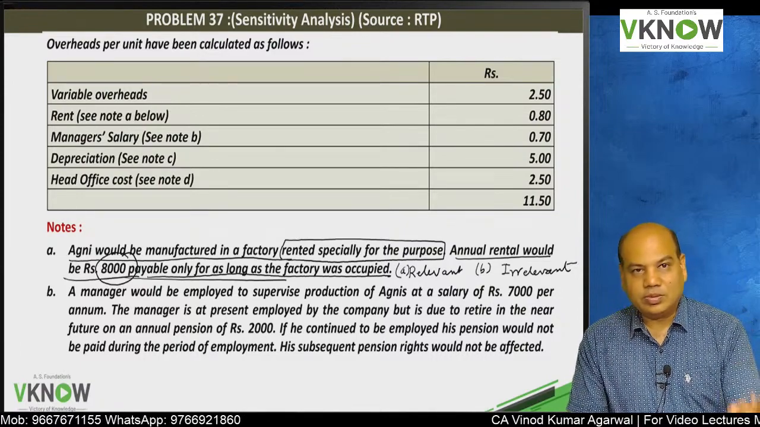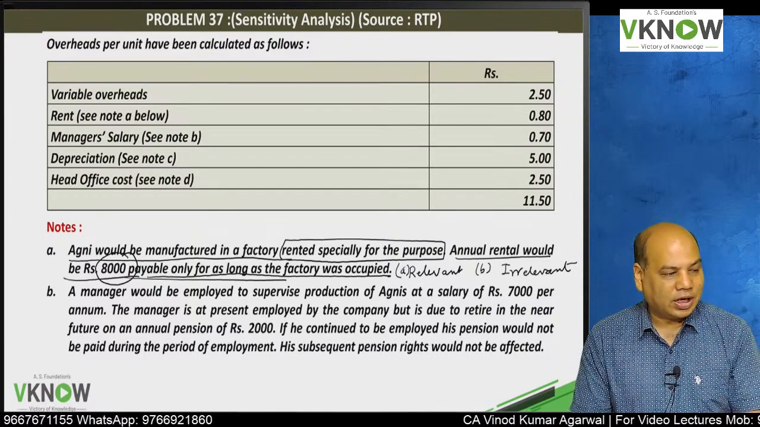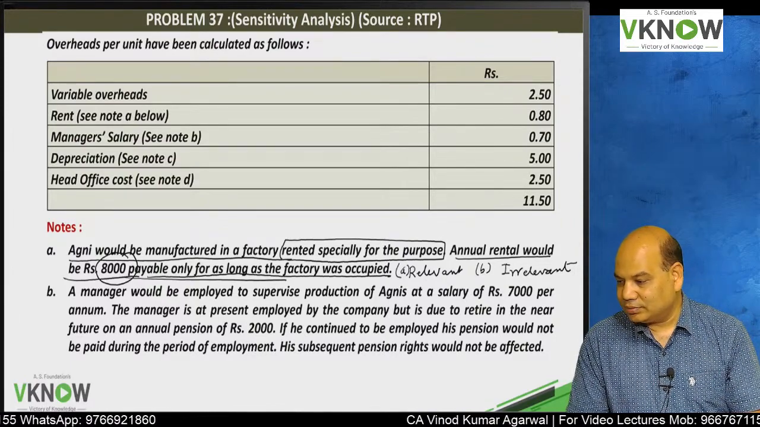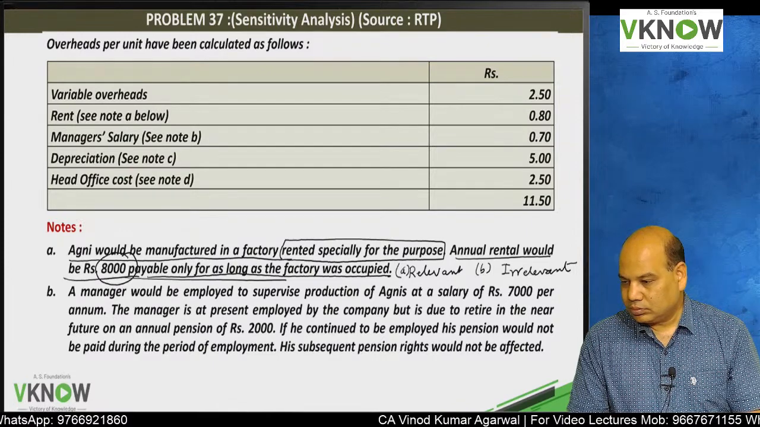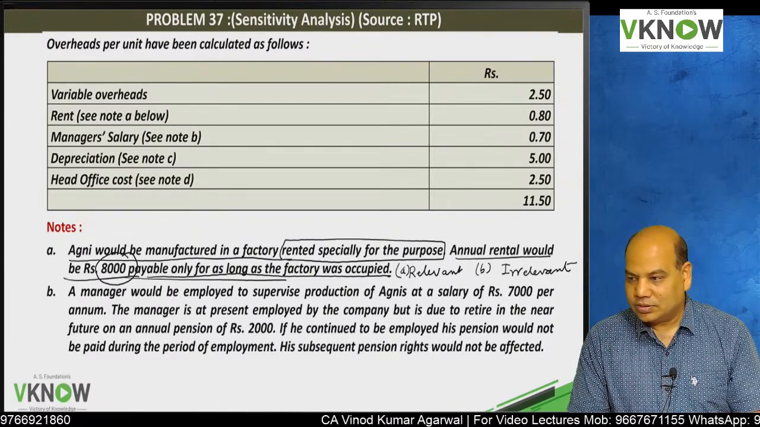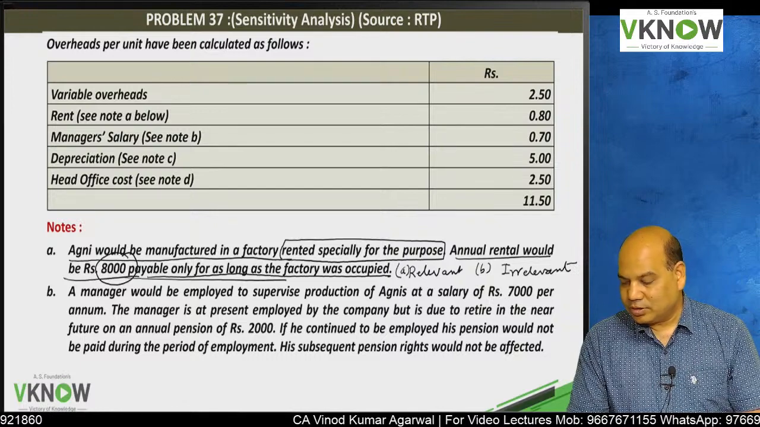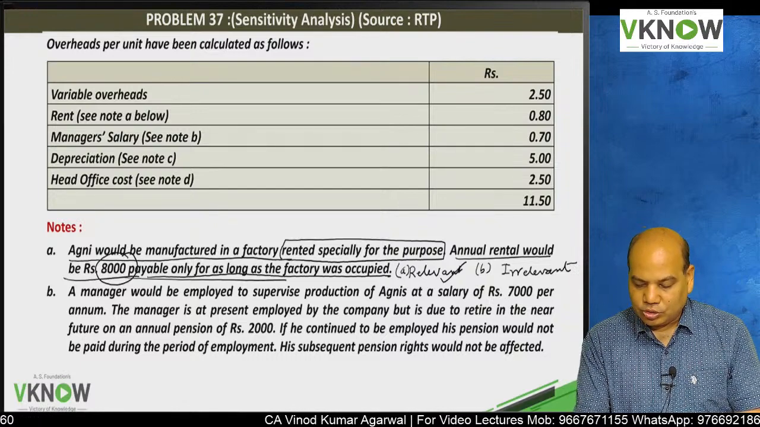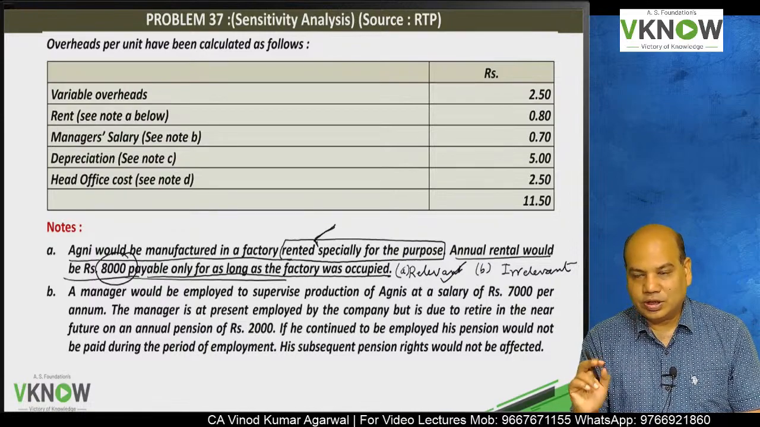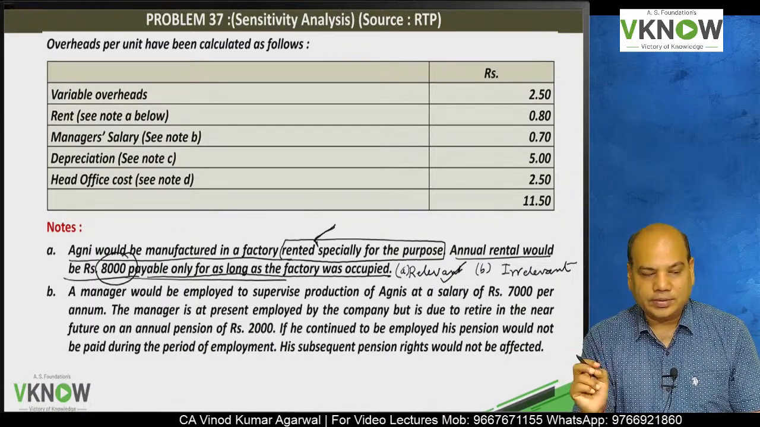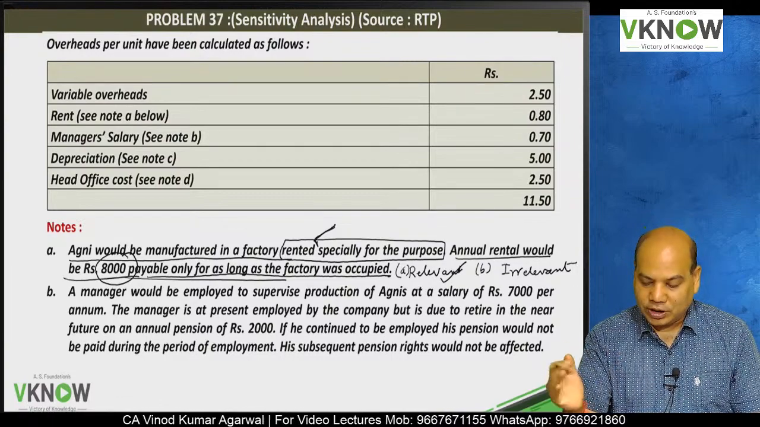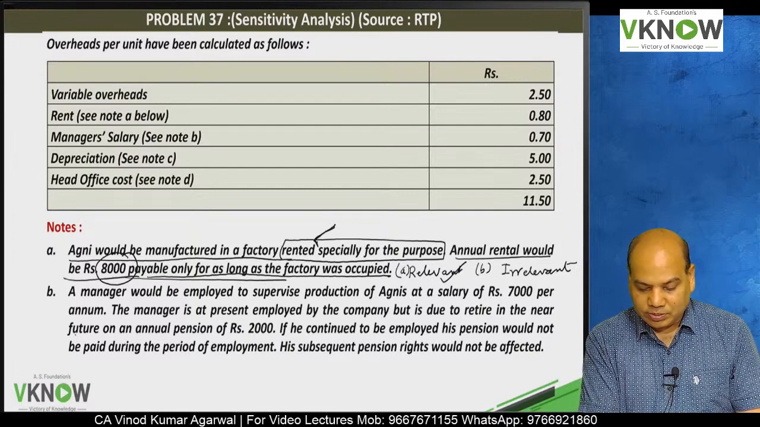You just have to tell me relevant or irrelevant, R or I, relevant or irrelevant, relevant or irrelevant. Please reply fast. We are running short of time. It is relevant because you are going to incur rent only if you manufacture Agni. So it is incremental overhead. It is incremental fixed overhead. Incremental fixed overhead, relevant.